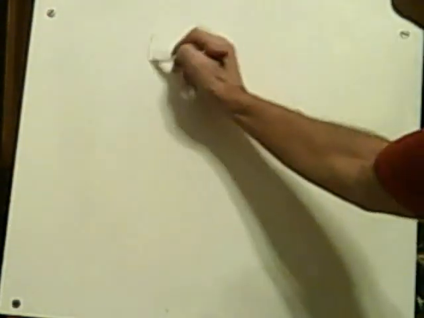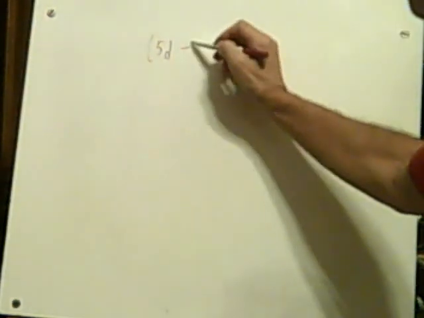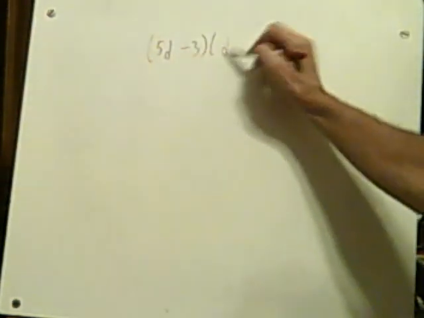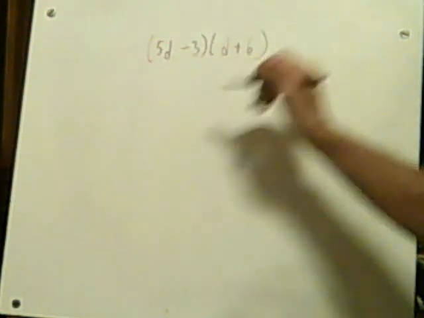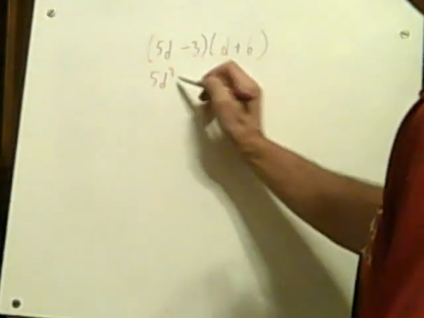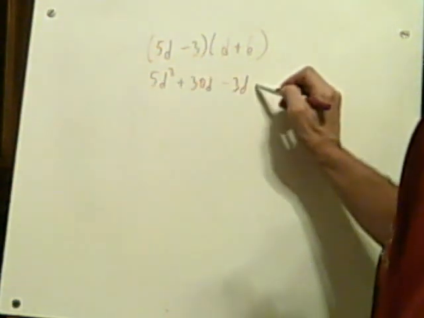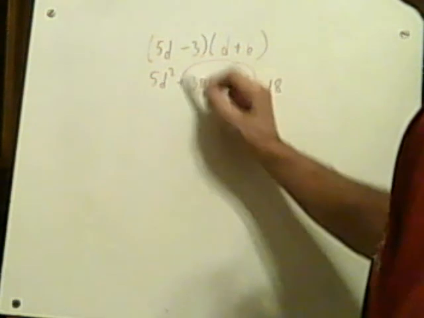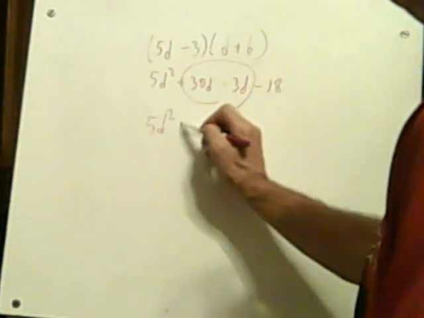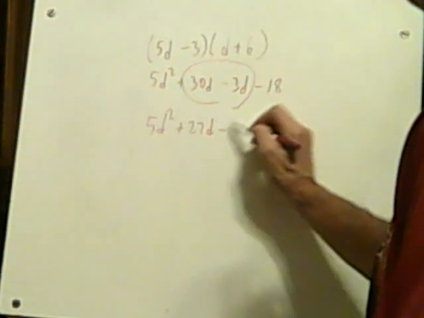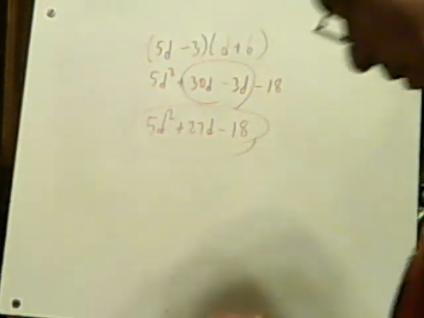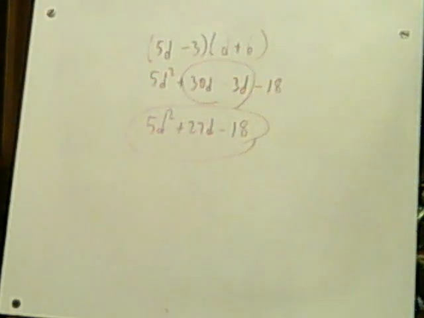Now, last problem is number 60. 5d minus 3 times d plus 6. Okay, so we get 5d squared plus 30d minus 3d minus 18, which is 5d squared plus 27d minus 18. Okay, and that is number 60, so that is it. That's it, we did 60 problems. And we did it in 34 minutes. Not too shabby.